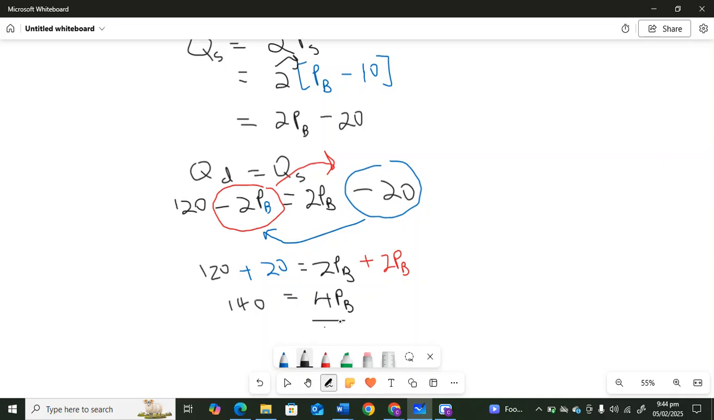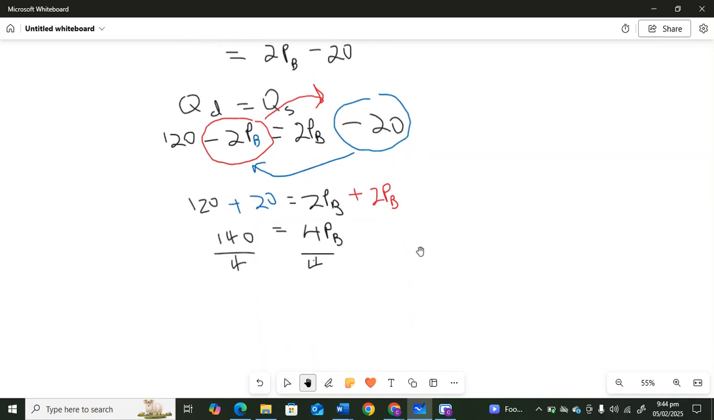Okay, we divide both sides by 4. All right, so 140 divided by 4, 35. So the price the buyers are paying is 35 kwacha. Okay, at equilibrium, when there was no tax, we were paying 30 kwacha. Okay, now there is tax. So now we're paying 35 kwacha.